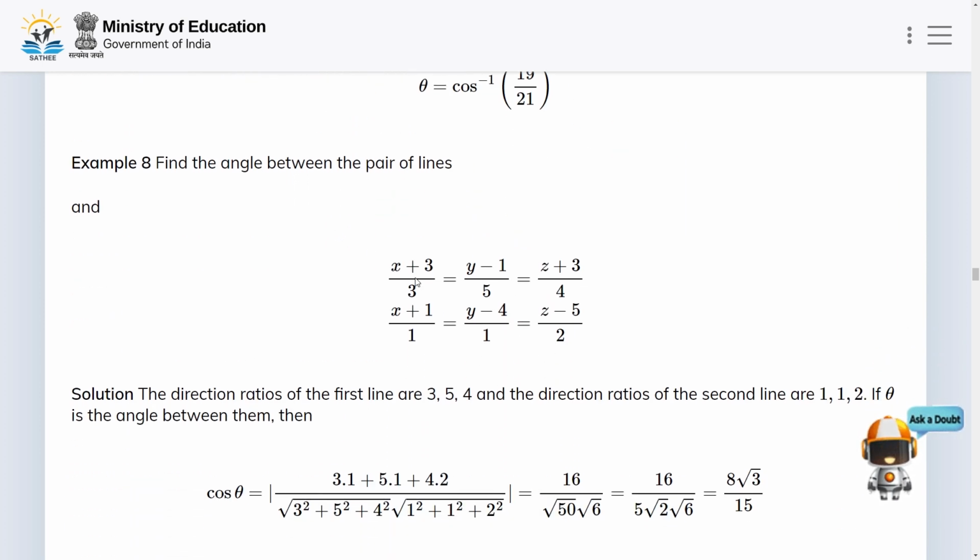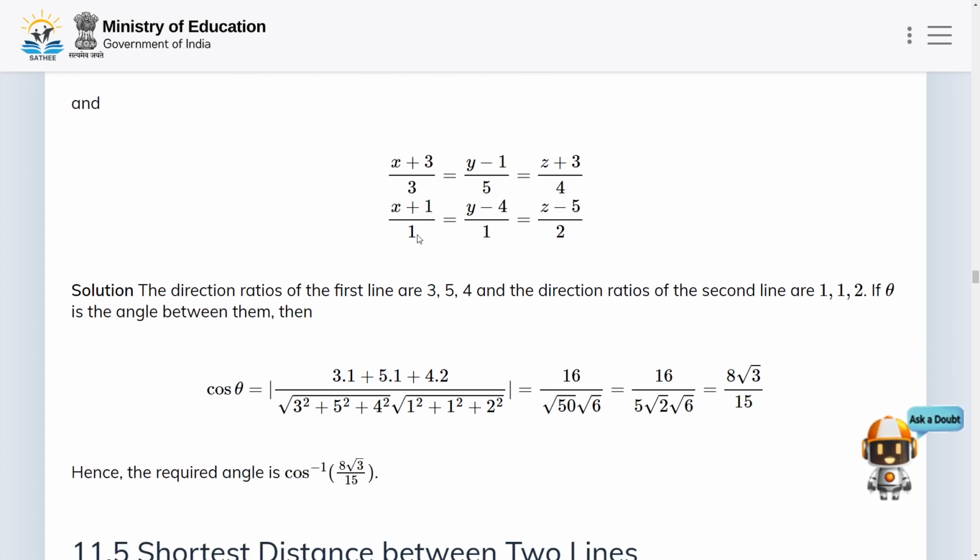Yes. Now for the next example: (x plus 3) divided by 3 is equal to (y minus 1) by 5 is equal to (z plus 3) divided by 4, and (x plus 1) divided by 1 is equal to (y minus 4) divided by 1 is equal to (z minus 5) divided by 2. These are pairs of lines in Cartesian form, so you can directly say your B1 and B2 vectors. B1 will be 3i hat plus 5j hat plus 4k hat. B2 will be i hat plus j hat plus 2k hat. The dot product is 3 multiplied by 1, 5 multiplied by 1, 4 multiplied by 2, added together, divided by the root of the sum of squares of these individual terms, multiplied together. You apply the modulus sign and get your answer as 16 divided by root 50 root 6. In simplified form, this is 8 root 3 divided by 15. This means theta will be cos inverse of 8 root 3 divided by 15.